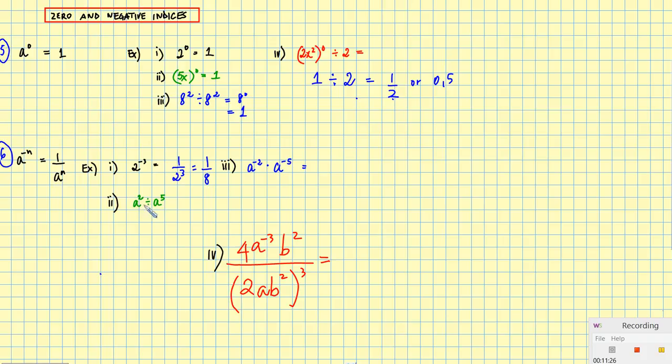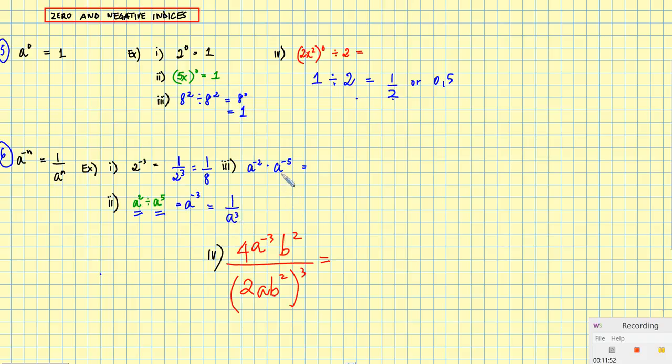Now, if I did a squared divided by a to the 5th, I've got two bases that are identical. I subtract, because it's division, I subtract my exponents, so that I have a to the power of negative 3. Now, I never leave my answer as a negative number, so that it becomes 1 over a cubed.